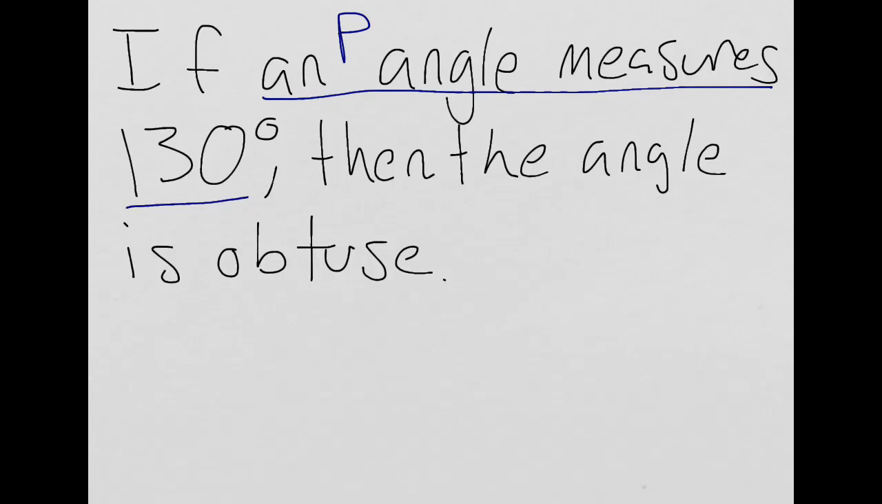Now we're going to look for our conclusion in the statement. So the conclusion is the Q part, or it follows the word then. So if an angle measures 130 degrees, then the angle is obtuse. So this is going to be the Q part of our statement. This is the conclusion in our statement.